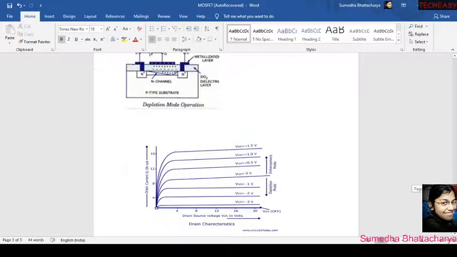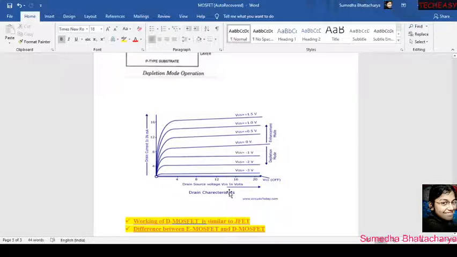This will be clearer when you see the drain characteristics of the depletion type MOSFET and the enhancement type MOSFET. This is the VDS, this is the VGS value, and this is the ID current value. We can see that when VGS is equal to 0 volt, at one point the current will saturate and the saturation region will come. When the value of VGS is decreased, the value of current also decreases, and the saturation region comes much earlier than in the standard mode. So this mode we call depletion mode.